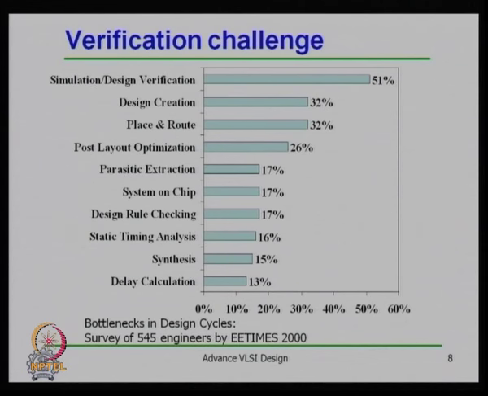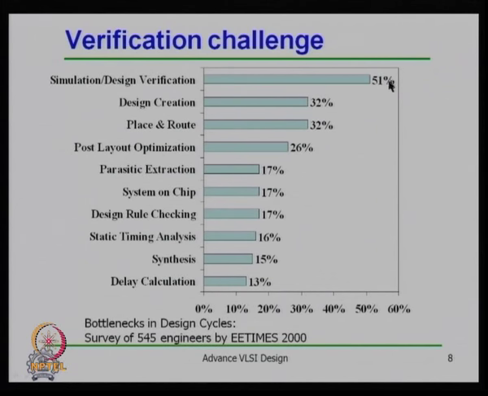If you look at it here, you will see that most of the time is consumed by design verification, then design creation, then place and route, and then here your design rule checking, static timing analysis, and so on and so forth. Though here, if you add these numbers, it may go beyond 100 because a couple of activities are being done in parallel. So these are from the old generation designs.